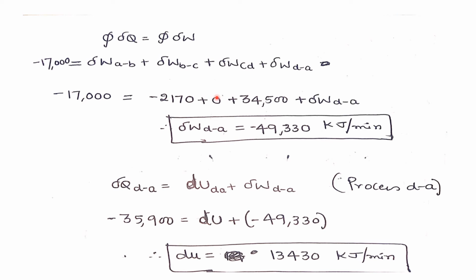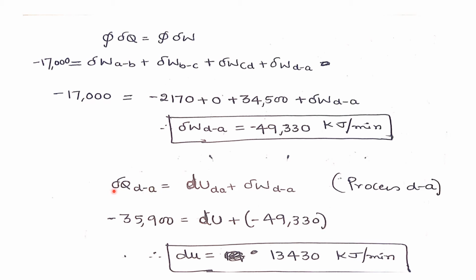Work done during this process is 0, already as given. Work done during this process we have calculated 34,500 plus delta W of dA. Now we will calculate by this. Now delta W dA, if I will simplify this equation, I am going to get minus 49,330 kilojoules per minute. Now we have calculated delta Q and delta W.